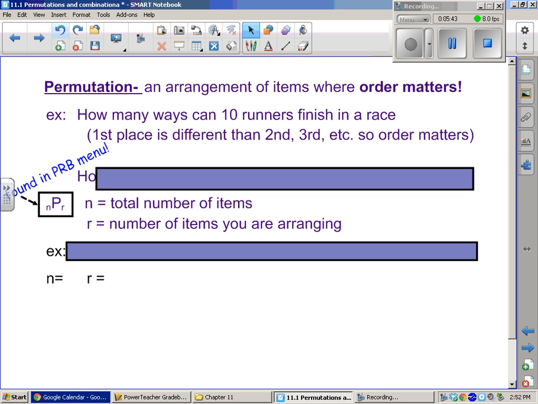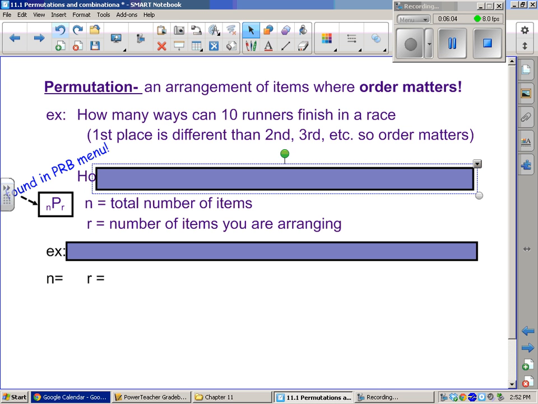It's easier to remember. So here's an example of a situation where we would need a permutation. How many ways can 10 runners finish in a race? Maybe they win money, maybe they win a medal. It definitely matters who comes first, second, and third. And I like to be first. Well, everybody does. Second is the first loser.